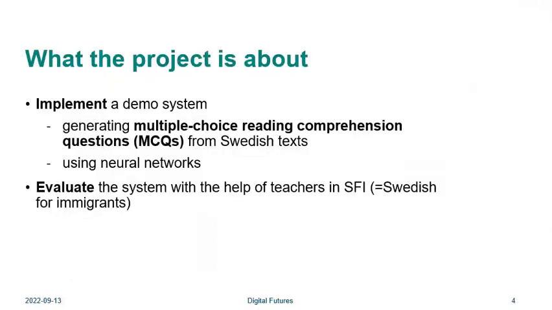So this is what the project is about then. We intend to implement a demo system that can generate this kind of reading comprehension questions in the form of multiple choice questions or MCQs. And although the example I just showed you was in English, we intend to do this for Swedish texts. And we're going to use the latest advances in artificial intelligence and neural networks to do so. And we also want to evaluate the system with the help of teachers in SFI, which is Swedish for immigrants. So we want to generate questions with the help of the system, and the teachers are going to decide whether or not these questions are good and useful.